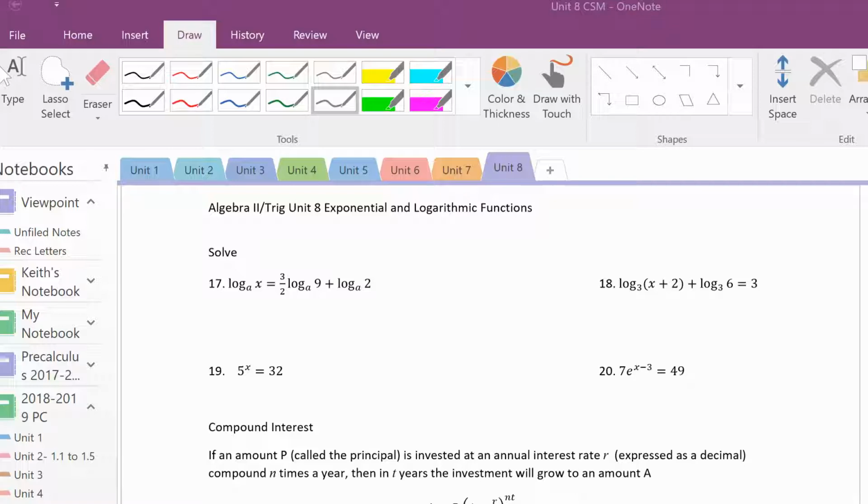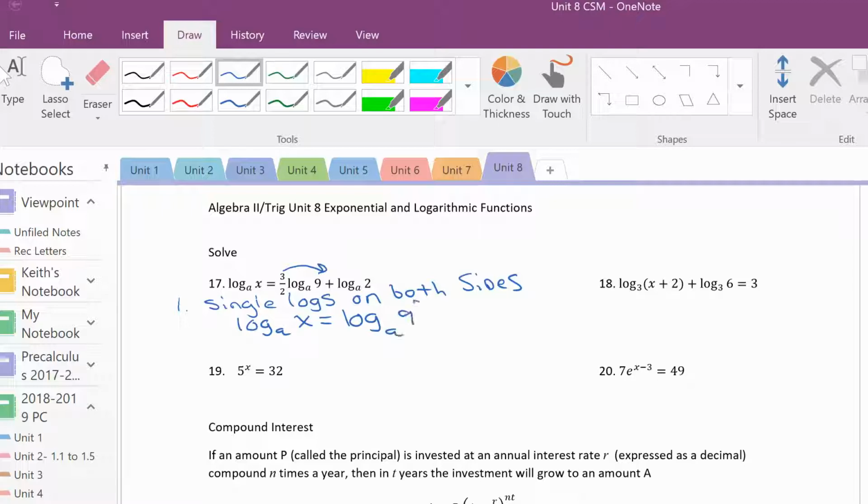So first, a logarithmic equation: if it has logs on both sides, you want to have single logs on both sides, which means you need to condense. So first we're going to roll the 3 halves back, so we get log base A of x equals log base A of 9 to the 3 halves plus log base A of 2.